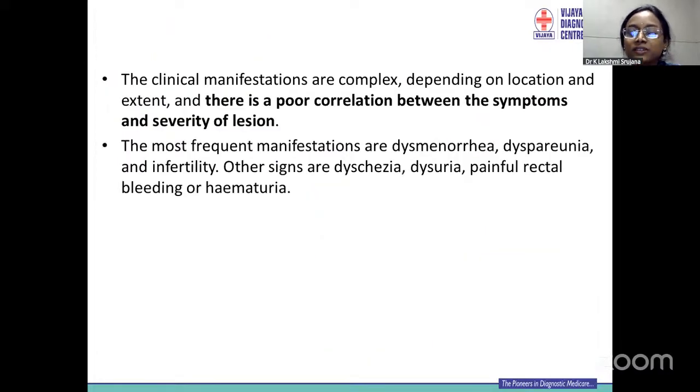The clinical manifestations are complex and depend on the location and extent, and there is a poor correlation between the symptoms and severity of lesion. The most frequent manifestations are dysmenorrhea, dyspareunia, and infertility. Other symptoms depend on where it gets involved.